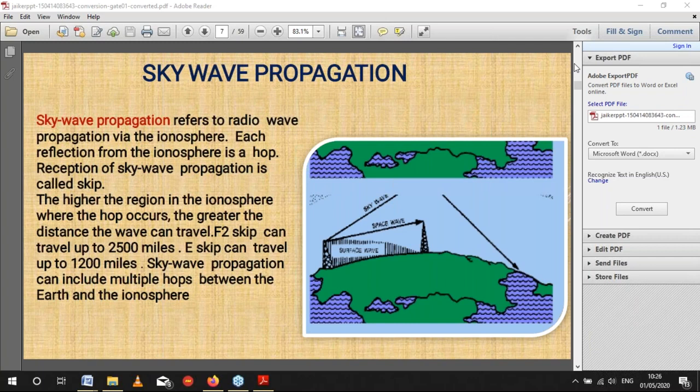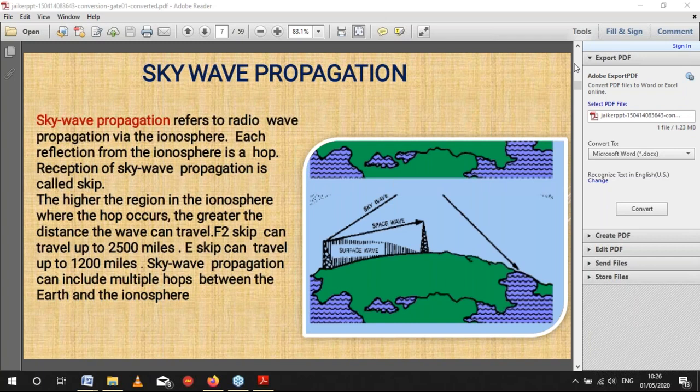The F2 skip can travel 2,500 miles. The E skip from the diagram I'm talking about, if you can see my diagram very well, I'm trying to tell you that the F2 on my diagram can travel up to 2,500 miles, while the E skip can travel up to 1,200 miles.